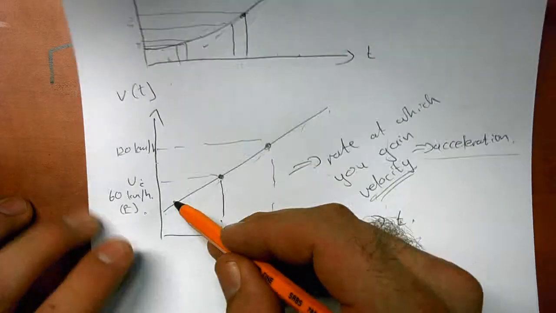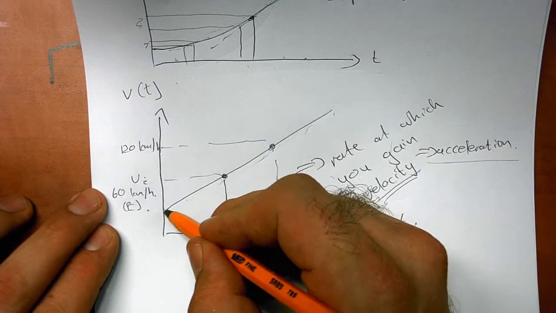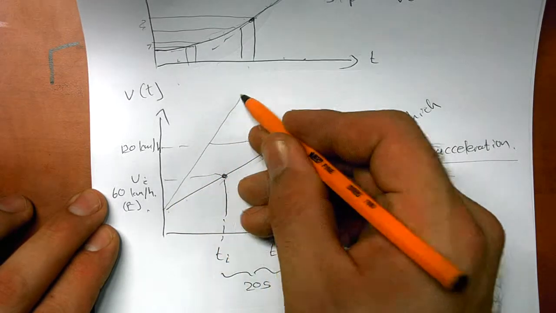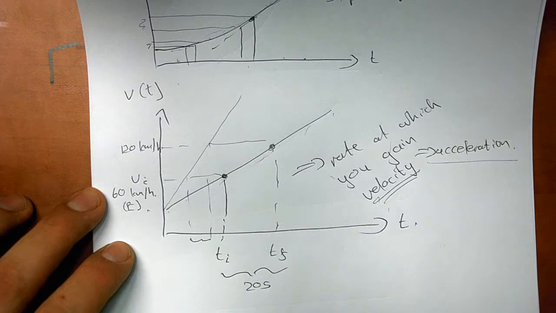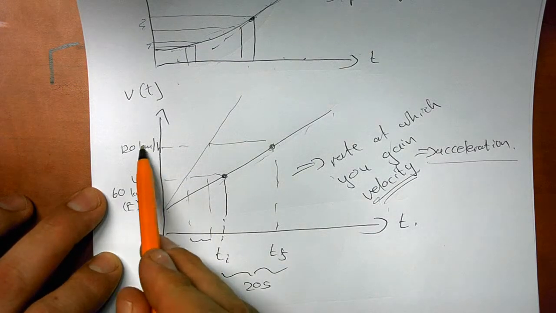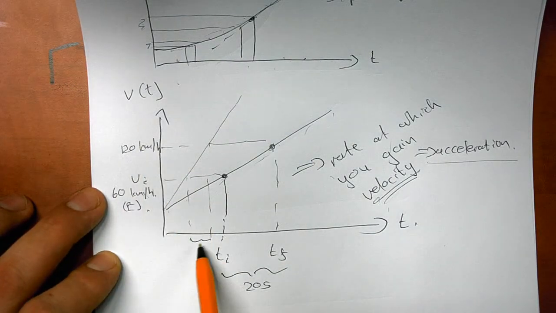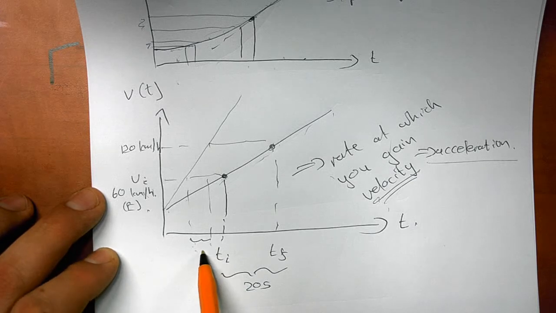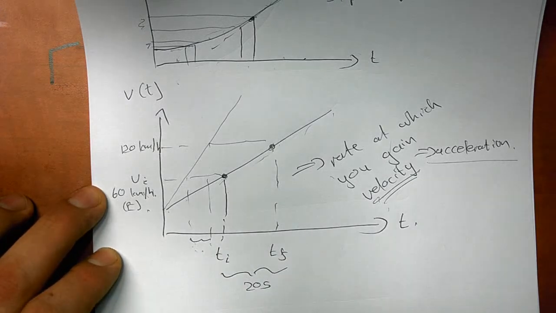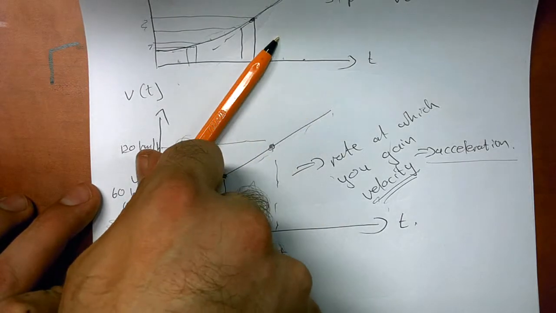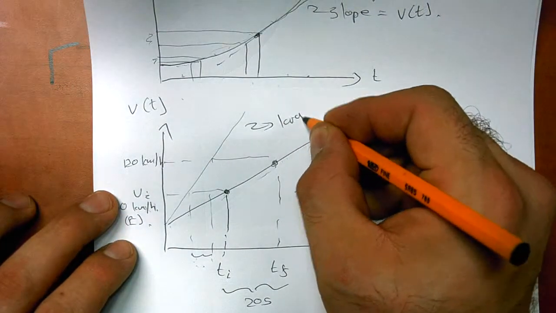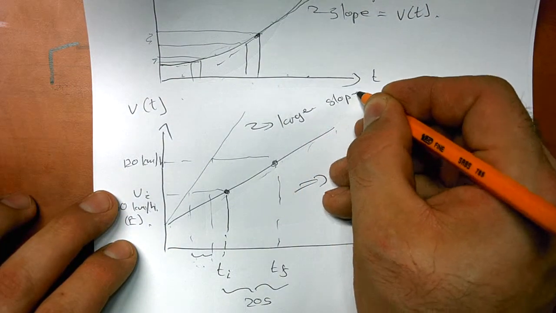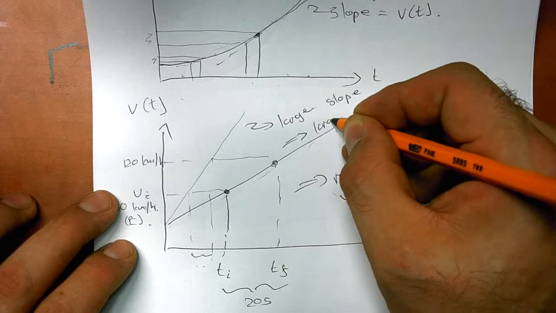If this graph were to be steeper, so let's say I accelerated to 120 kilometers an hour in a shorter amount of time, it means I've got the same change in velocity in a shorter amount of time, which means I had to gain velocity quicker. So the steeper this line is going to be, the larger my acceleration will be. So larger slope implies larger acceleration.